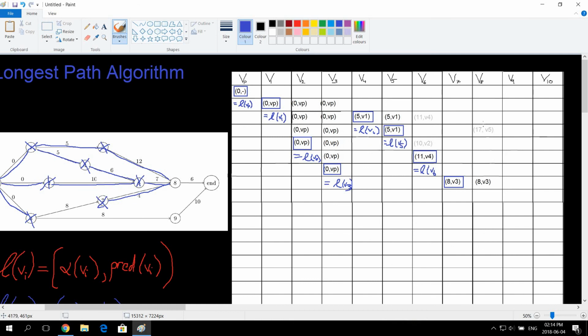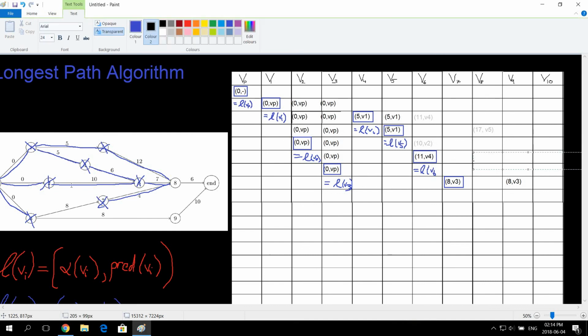Oh sorry, I put this one in the wrong place. Forgive me. So, that V6, I did not add the temporary label for V6. So what was it? It was 10 plus 7. It's 17.